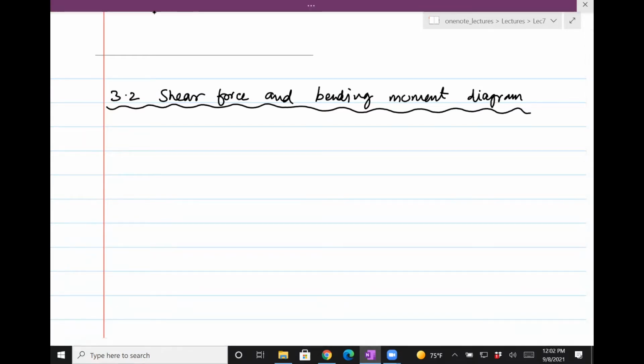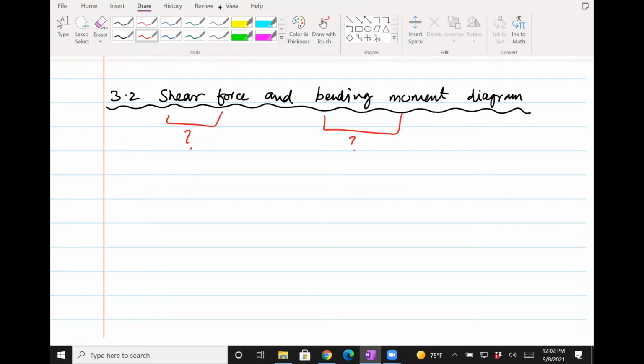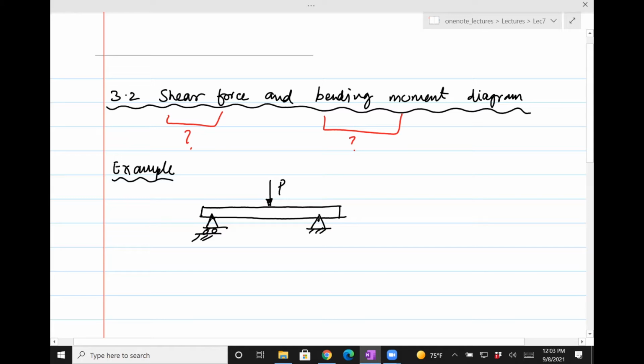So the question is, what is a shear force and what is a bending moment? Okay, when it comes to beams. So take an example of a beam which is simply supported. Let's put a roller on one end and a pin joint on the other, and load it with a force, a concentrated load P.